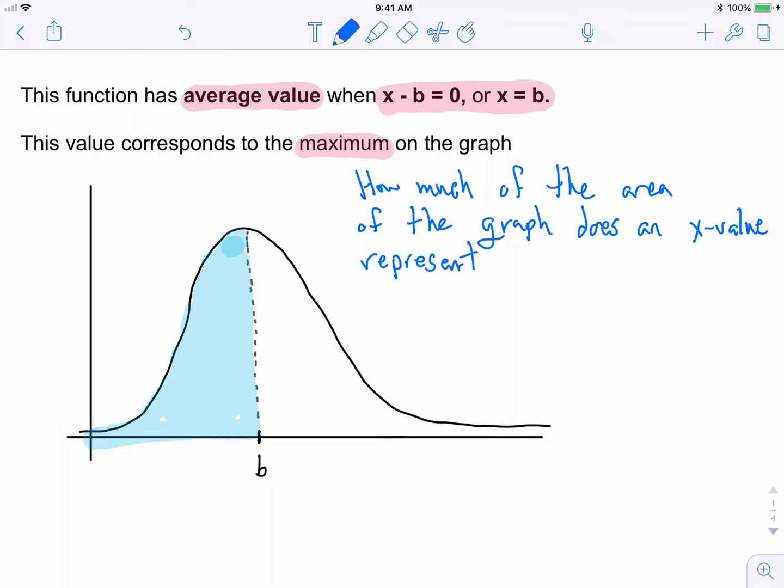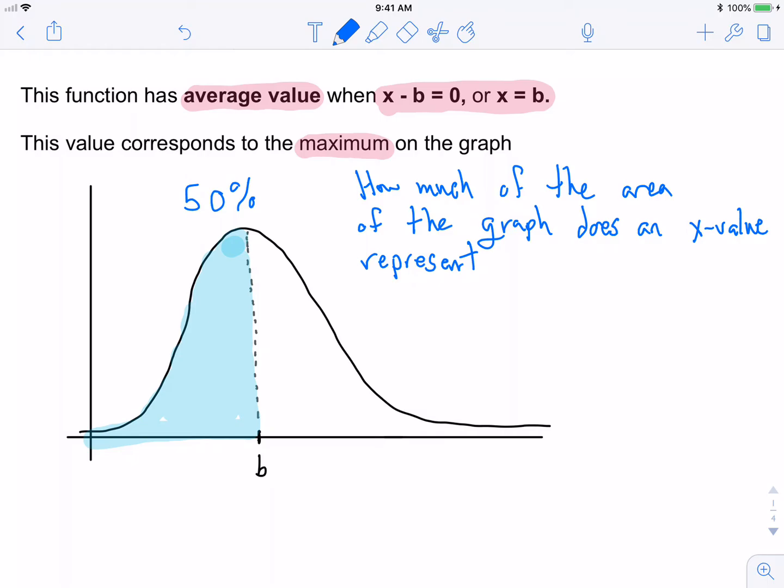And what's nice about these Gaussian models is that this midpoint, this b, is always going to be 50% of the graph. So it's the average value, and it also tells us where 50% of our data lies. The lower 50% is to the left of b, and the higher 50% is to the right of b.